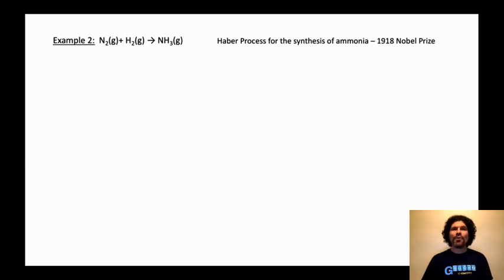For our second example, we're going to look at a very important reaction in chemistry, which is the reaction of nitrogen gas and hydrogen gas to give gaseous ammonia. This is actually called the Haber process, sometimes called the Haber-Bosch process, for the synthesis of ammonia. This is still how ammonia is synthesized today, and ammonia is an important constituent in fertilizers. This process was discovered during World War I, and it was recognized with the 1918 Nobel Prize in Chemistry going to Fritz Haber.